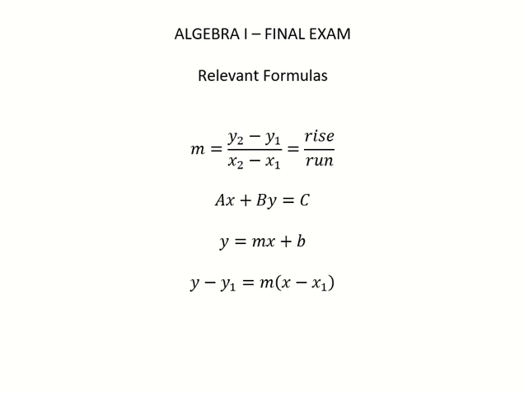So our Algebra 1 final exam relevant formulas include m = (y2 - y1)/(x2 - x1), which equals rise over run. Ax + by = c. y = mx + b. y - y1 = m(x - x1).